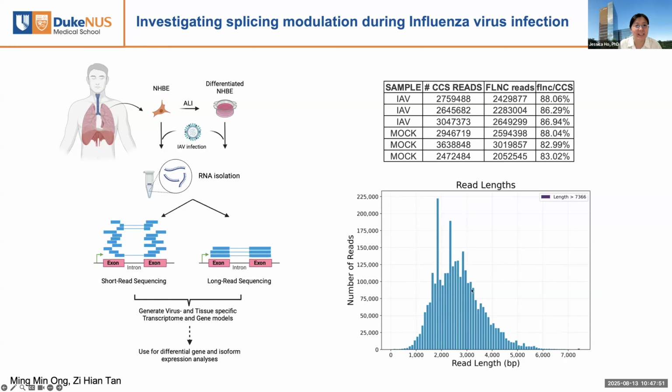So we took these two sequencing datasets and used both sets of reads to generate virus- and tissue-specific transcriptome and gene models. We then used these for differential gene and isoform expression analysis. The tables on the right show the raw data from the PacBio sequencing analysis. We were able to get an average of about 3 million reads per sample. We had triplicates, and most of the reads fell within 1 kb to 6 kb. We were also able to pick up very long transcripts that were greater than 7 kb long. But in general, we were able to capture most of the full-length transcripts in the infected cells.